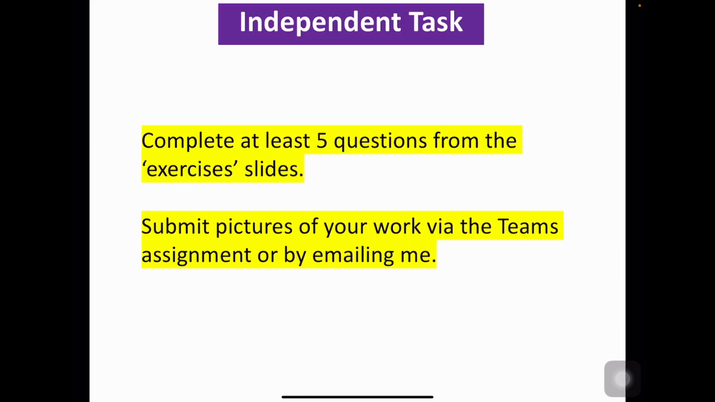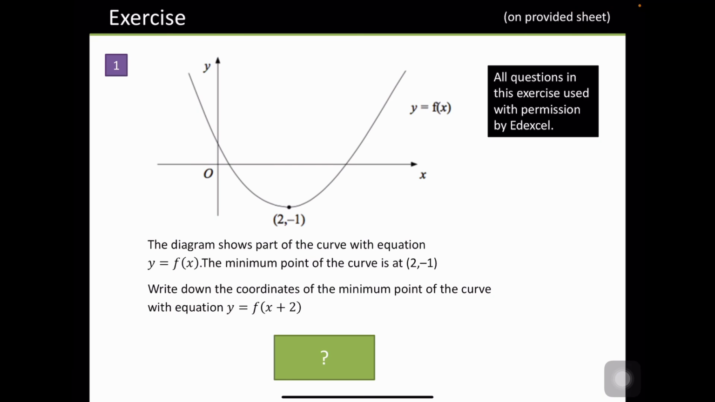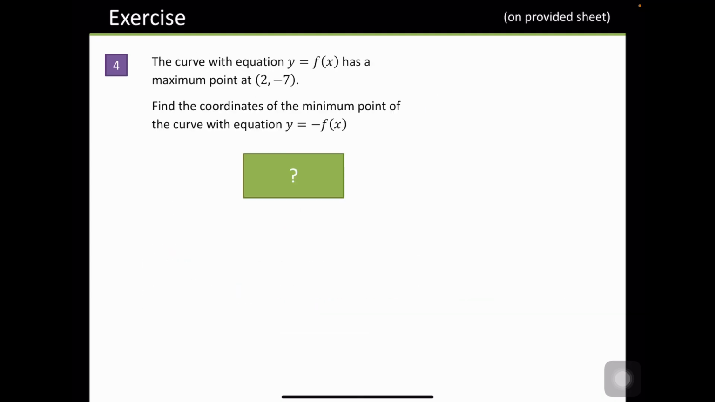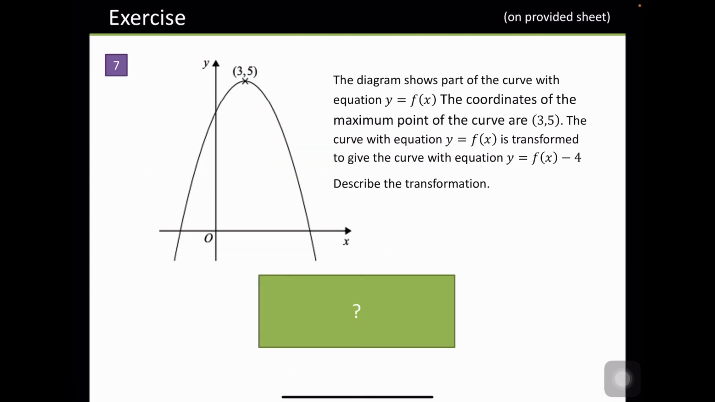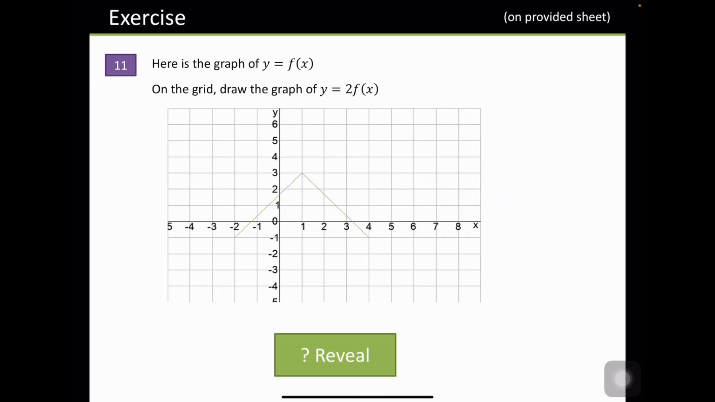So for your independent task, I would like you to complete at least 5 questions from the exercises slides. Please make sure you submit pictures of your work through the Teams assignment or by emailing me. So when I talk about the exercises slides, I am talking about the questions towards the end of these slides. So here's question 1, and it goes up to question 15, I believe.